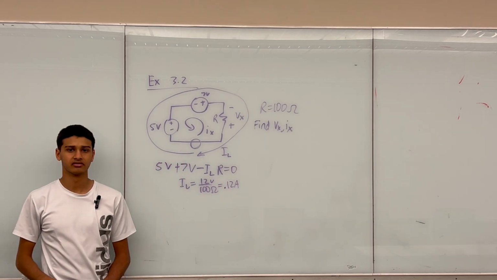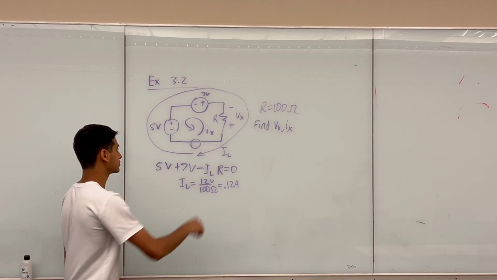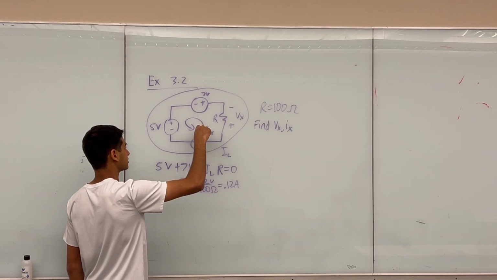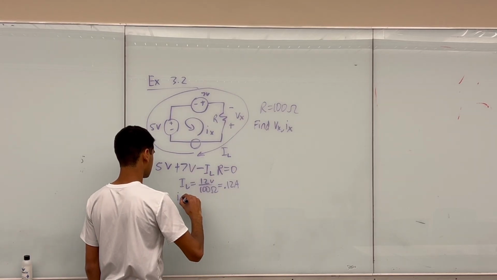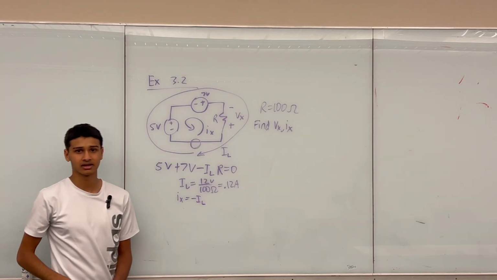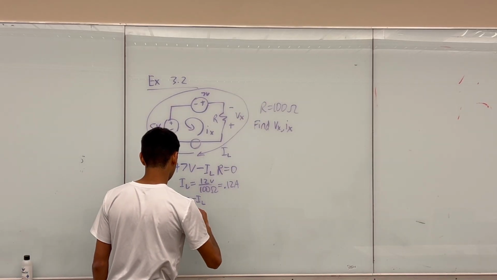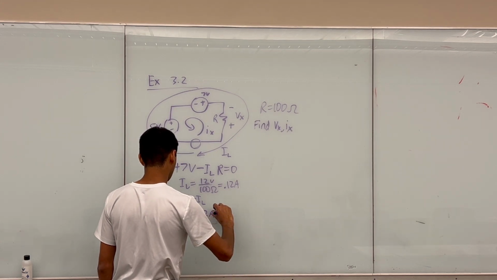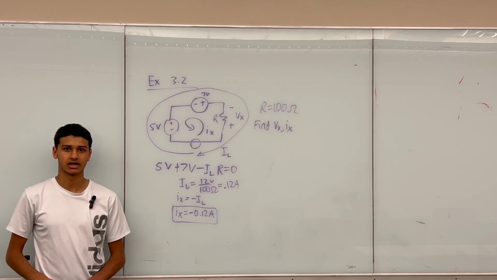So I get an answer of 0.12 amps. However, this isn't the answer to the problem. As you can see, IL and IX are simply facing in the opposite direction. And so all I do is I say that IX equals negative IL, because IX and IL are again facing in the opposite direction. And so I can write out that IX equals negative 0.12 amps. And that would be my final answer for Ix.